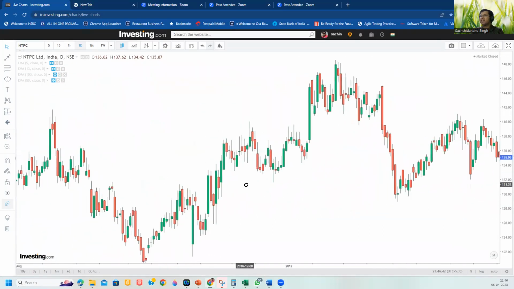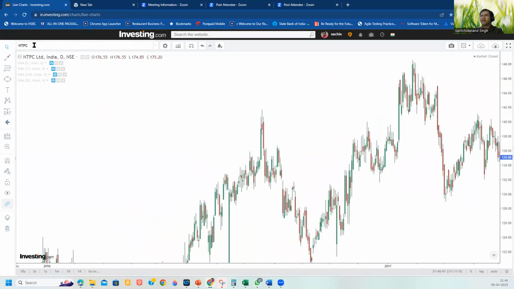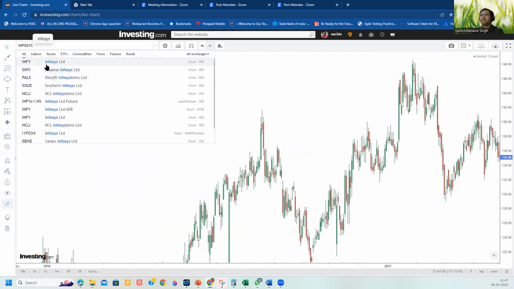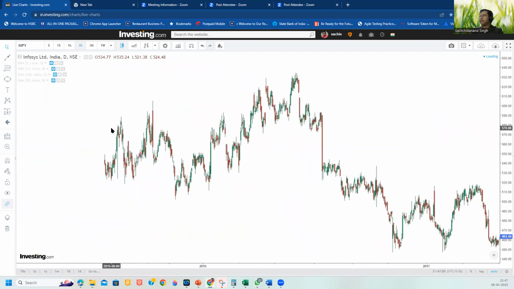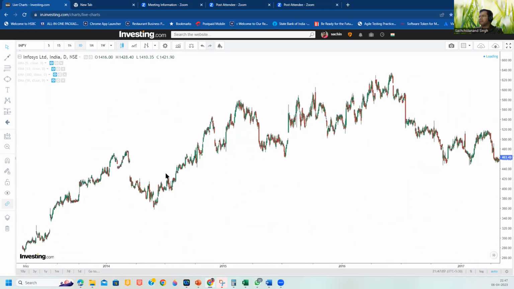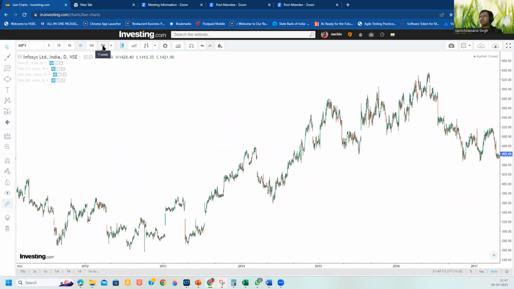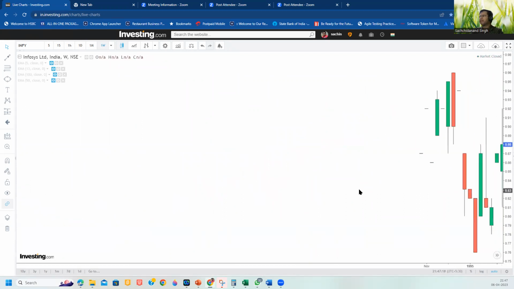Suppose I have selected a chart of NTPC, but let us select something outperforming. You can suggest any script based on your understanding, any company which is an outperformer. Maybe I'll say Infosys. I find Infosys is one of the good outperformer companies. During COVID and till the last couple of months, it was giving us fantastic results. So here I have selected a weekly time frame.